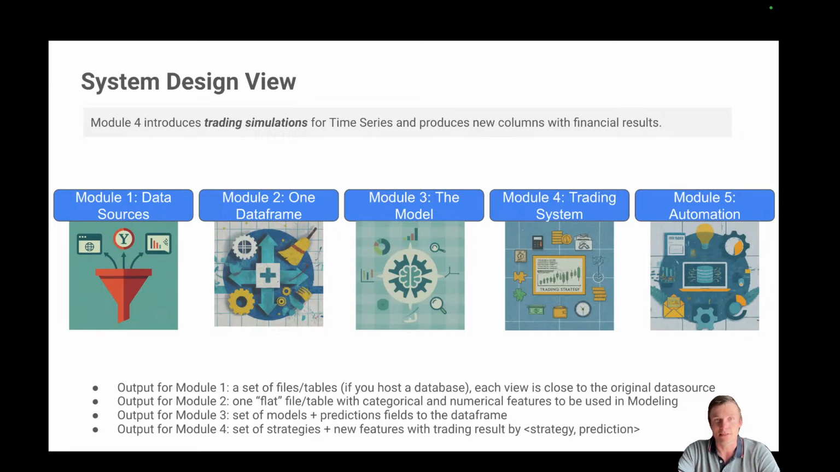Let's talk again about system design view. On the first module, when we covered many data sources, we generated a set of files or tables where each file is supposed to be close to the original data source, and each file represents one data frame. On the second module, we generated one data frame from all files generated at module 1. We also created more categorical and numerical features and cleaned the data set.